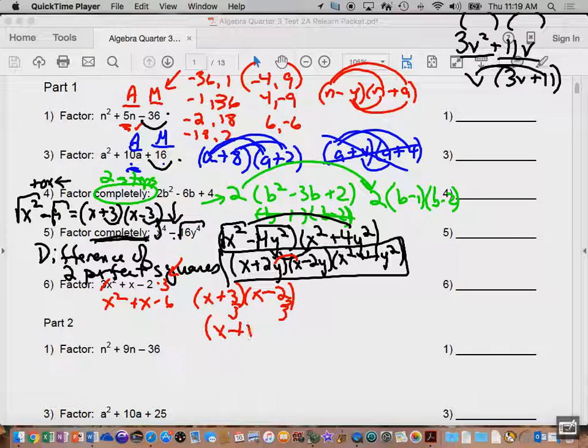First term is x plus 1. Next term, 3x minus 2. If I distribute back and check myself, x times 3x is 3x squared. X times negative 2 is minus 2x. 1 times 3x is plus 3x. 3x and negative 2x add up to 1x, which is what I want. And 1 times negative 2 is negative 2.